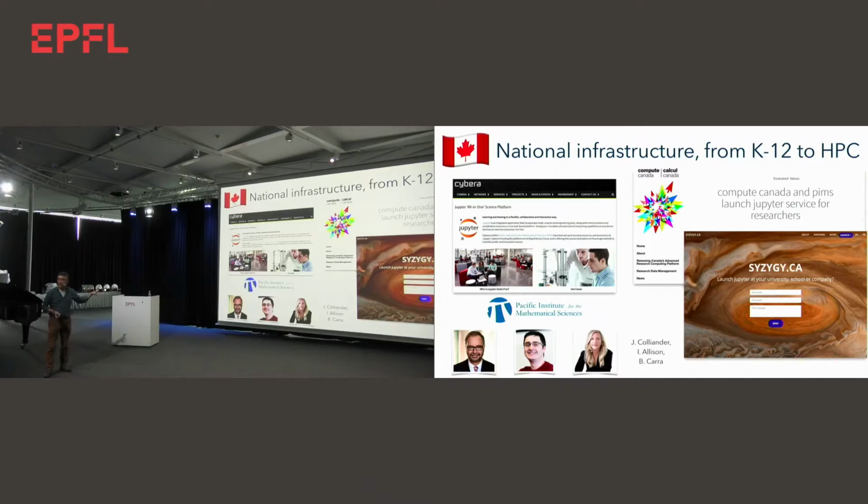Canada is actually deploying this nationwide. In Canada, the Pacific Institute for Mathematical Sciences, which is at UBC, PIMS, together with Cybera and Compute Canada, have deployed two projects. One is called Callisto, and what Callisto offers is Jupyter deployments for K-12 education together with curricular development for the entire country. It began as an Alberta project, but I think in September they extended it to all of Canada. And Syzygy is a project that gives Jupyter hosted on HPC facilities for Canadian researchers. So basically at this point in Canada, they're deploying Jupyter resources on national infrastructure from kindergarten to supercomputers.